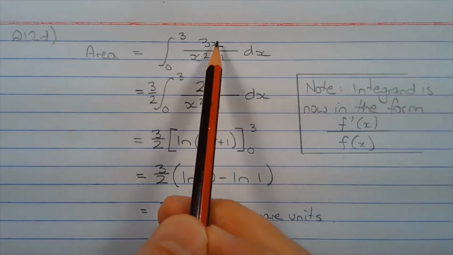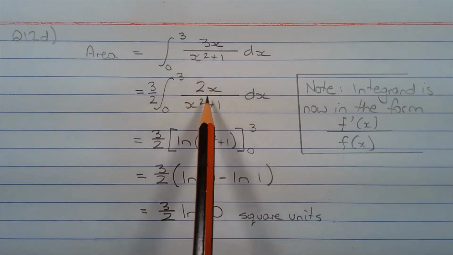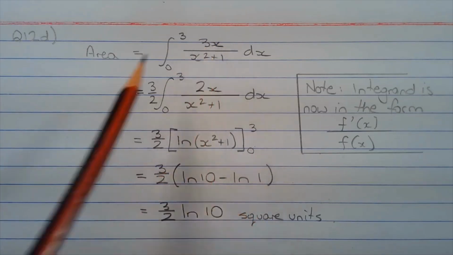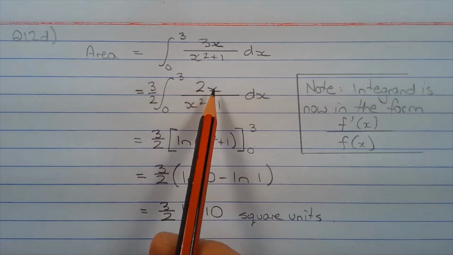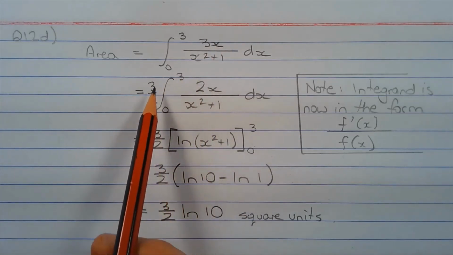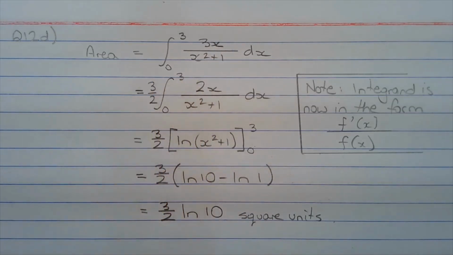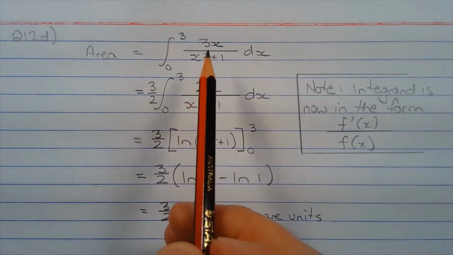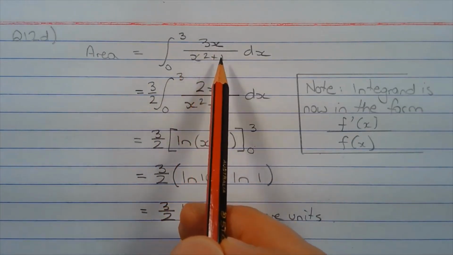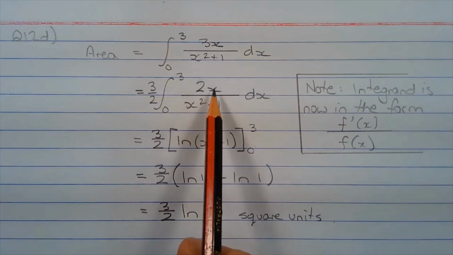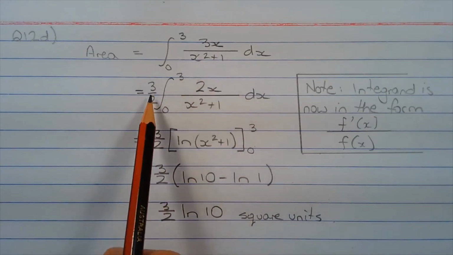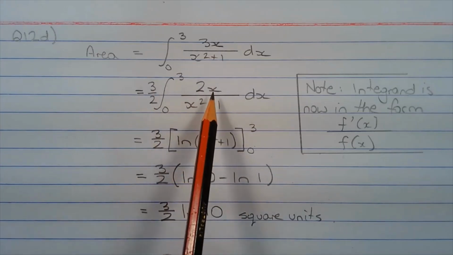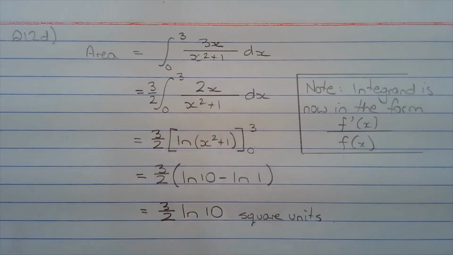Now we can change the 3x into 2x by dividing the numerator by 3 over 2, but we need to compensate for that division by 3 over 2 by multiplying the entire integral by 3 over 2 on the outside. So the integrand 3x over x squared plus 1 can be turned into 2x over x squared plus 1, and then multiplying the entire integral by 3 over 2 on the outside. Now it's in the form f dash of x over f of x.